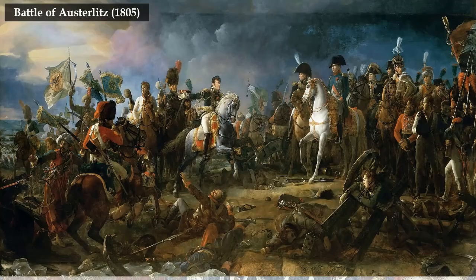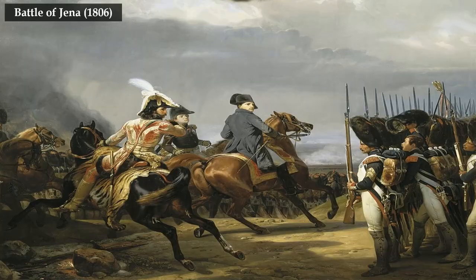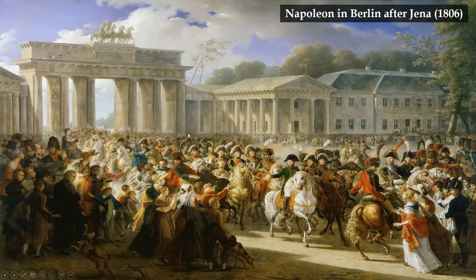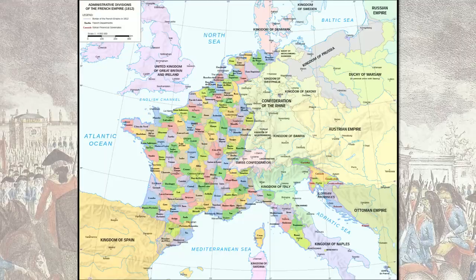The most important victory for Napoleon was Austerlitz in 1805 versus the Austrians. This is why he built the Arc de Triomphe in Paris. Versus the Prussians in the Battle of Jena in 1806. This is Napoleon entering Berlin. And versus the Russians in Friedland in 1807.